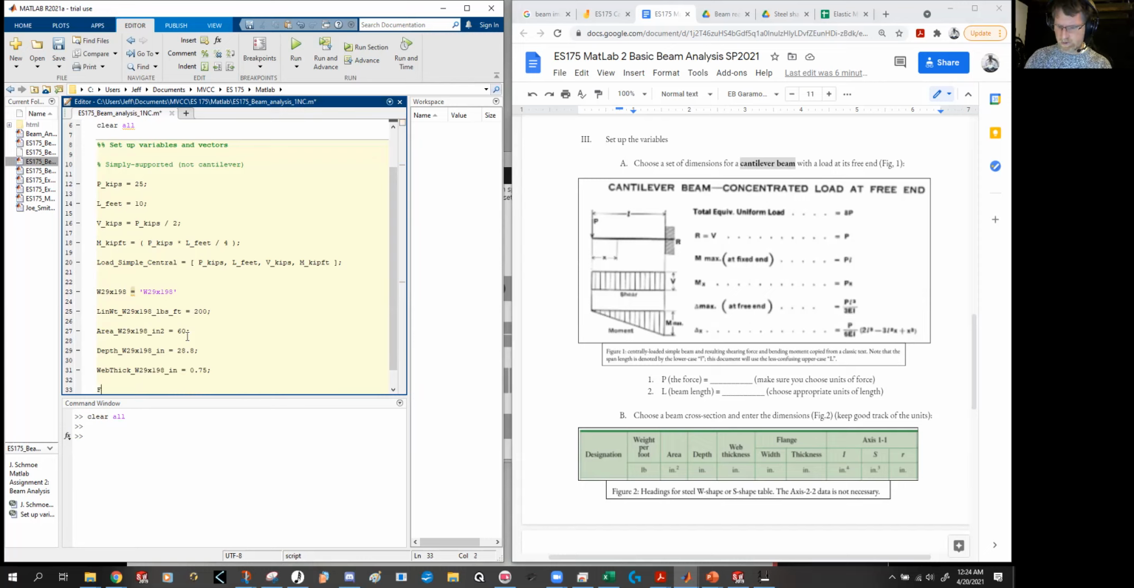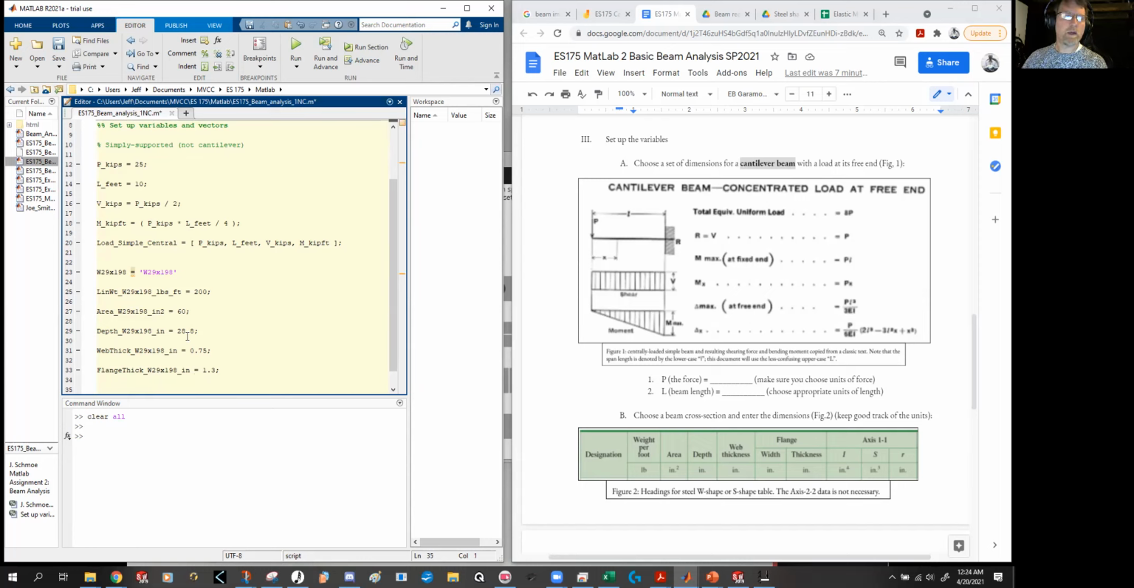And then flange thickness. Making sure I've got everything consistent. I like making things go consistently because then it's a lot easier to find it in the future. Okay, and that is the thickness of the flange. So that's going to be 1.3.